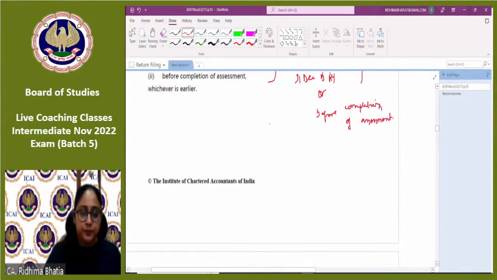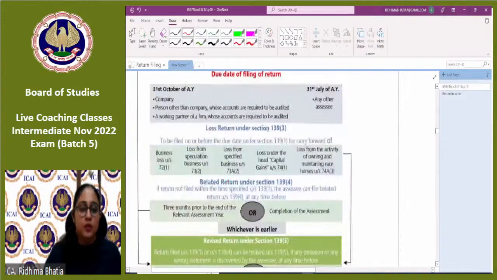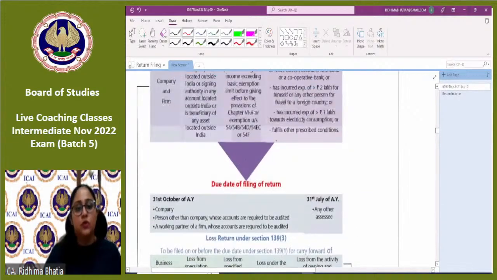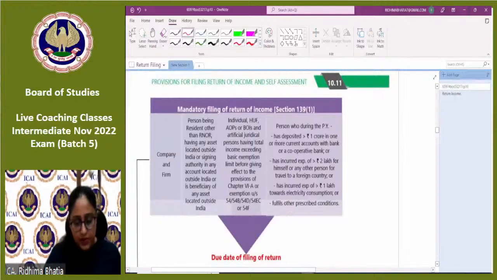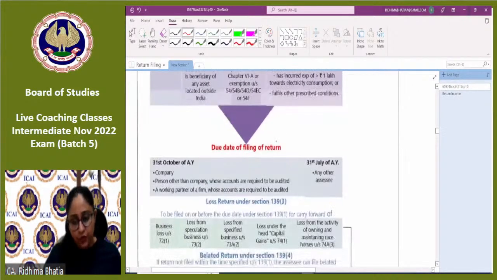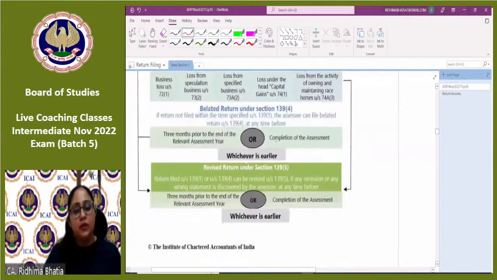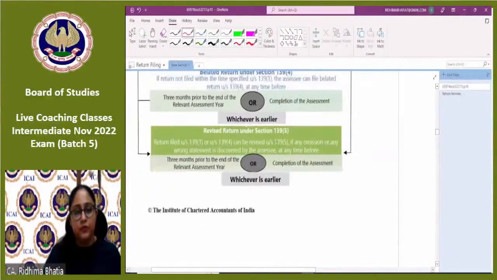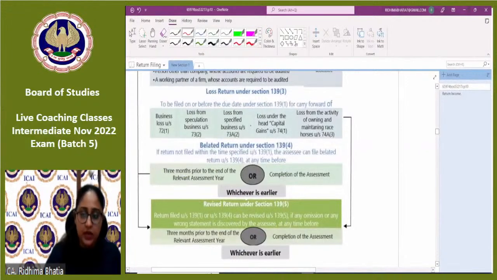Clear? Now this is the summary of your revision of return under 139(1), 139(3), 139(4) and 139(5). In case you have any doubts from any of these, you can let me know.